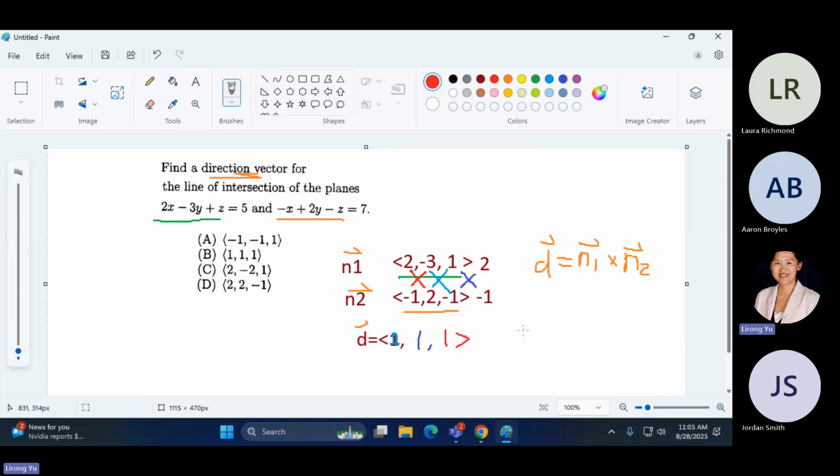Now finish the cross product calculation. So our final answer should be 1, 1, 1. So then if we understand the logic behind it, why would we use a cross product to calculate the distribution of the line? Then the calculation itself is a typical example of cross product calculation.